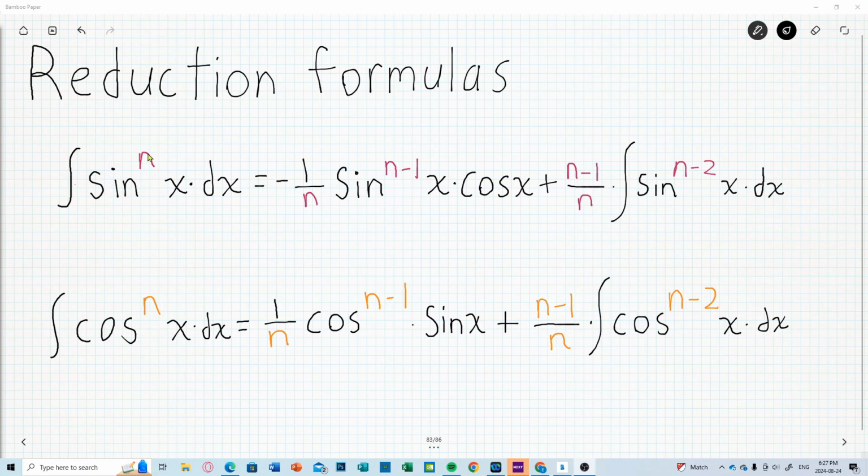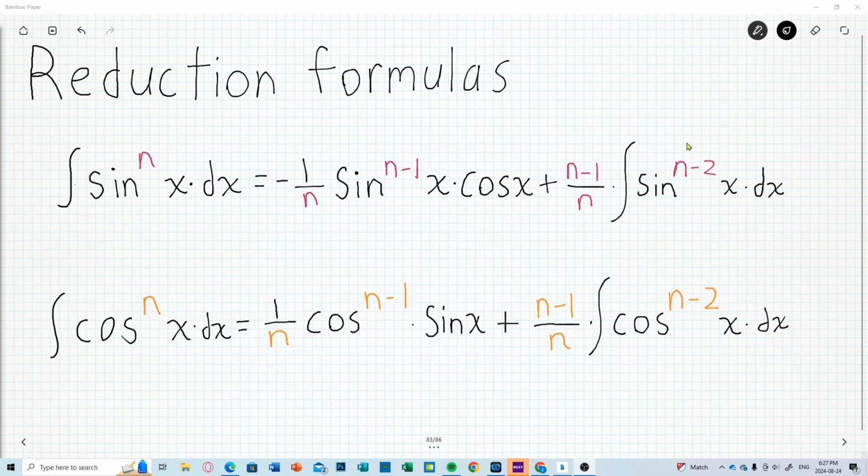So the integral of sine to the power of n of x is equal to negative 1 over n, multiplied by sine to the power of n minus 1 of x multiplied by cos x, plus n minus 1 divided by n multiplied by the integral of sine to the power of n minus 2 of x.